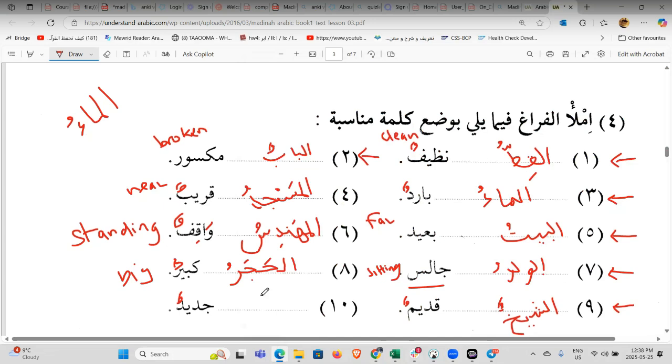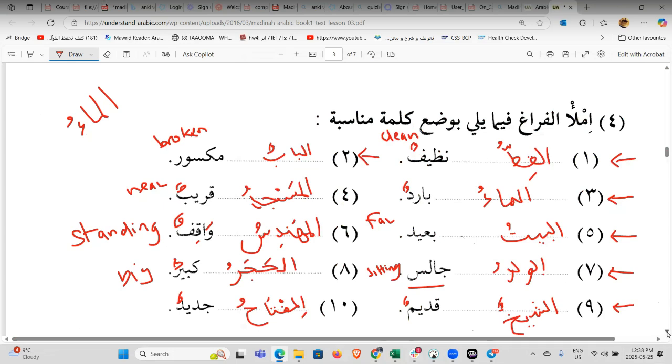Jadidun means new. So, any volunteer? Al-miftahu jadidun. The key is new.